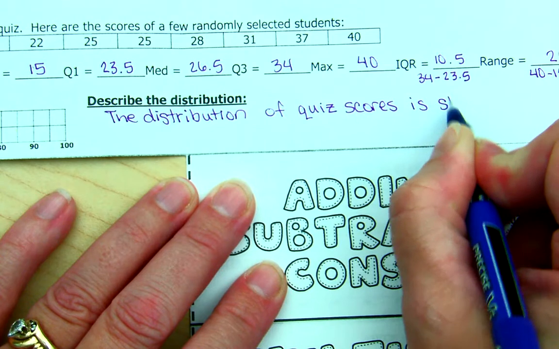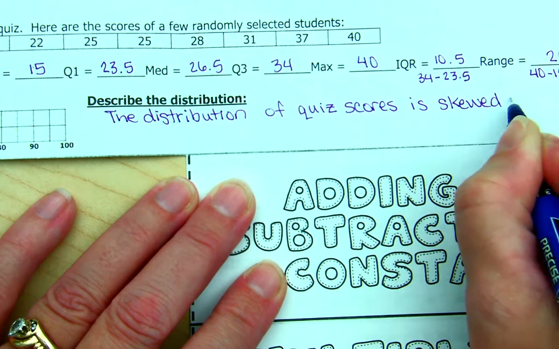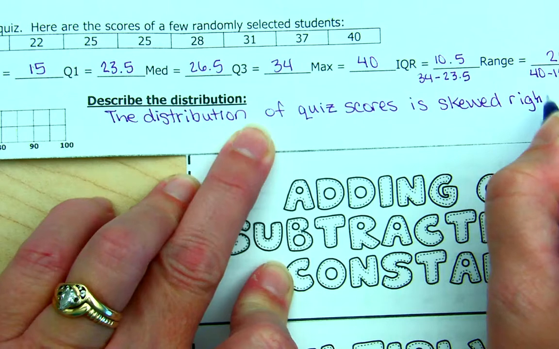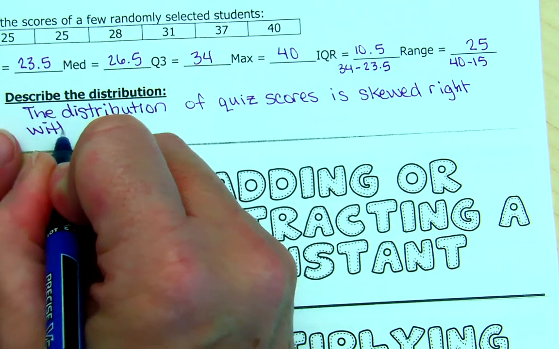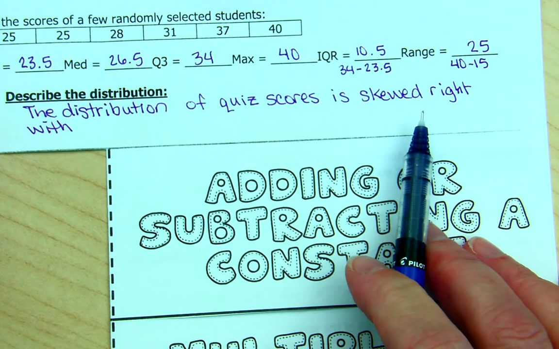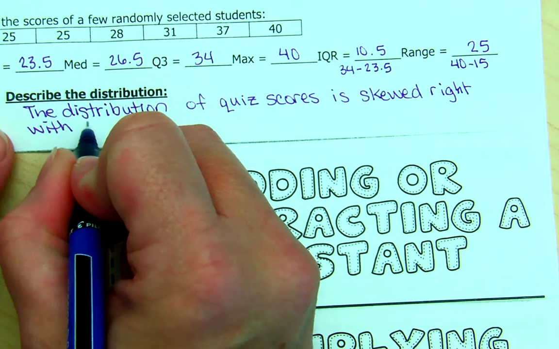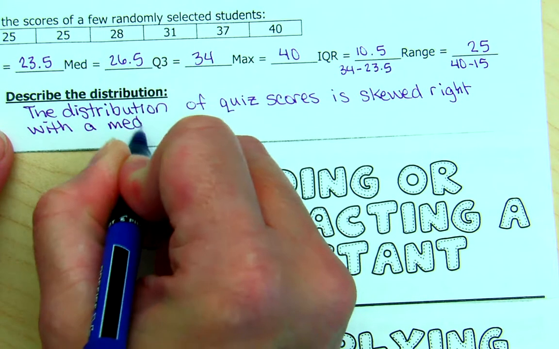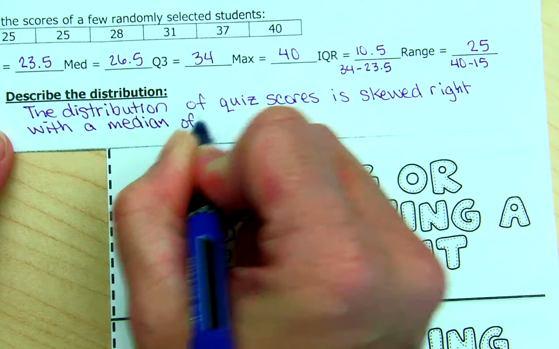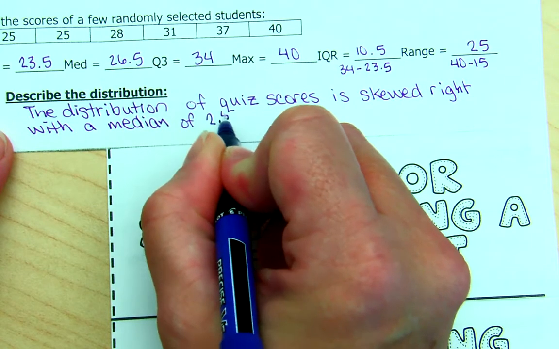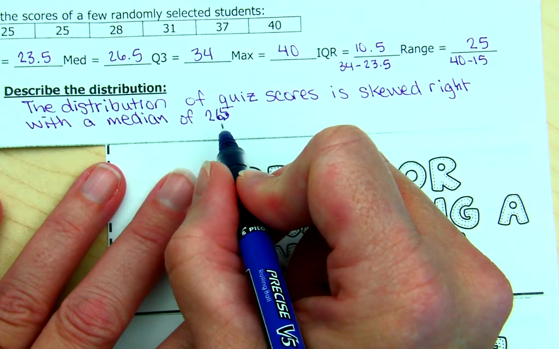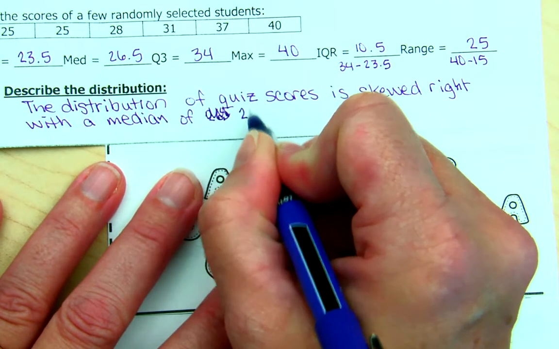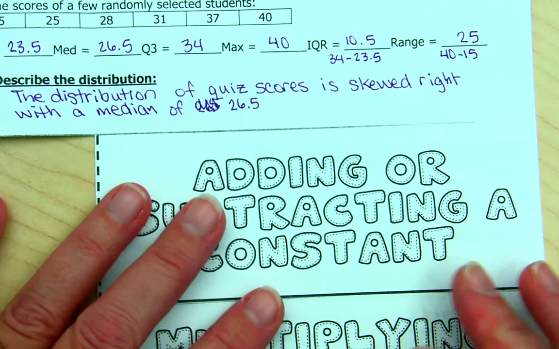Is skewed right. And we said since it's skewed, I'm going to use what for center? Median. And I need to say that's what I'm using. With a median of 26.5. That's 26.5. I don't know what I did when I started to write that. We'll just mark it out and redo it. 26.5.